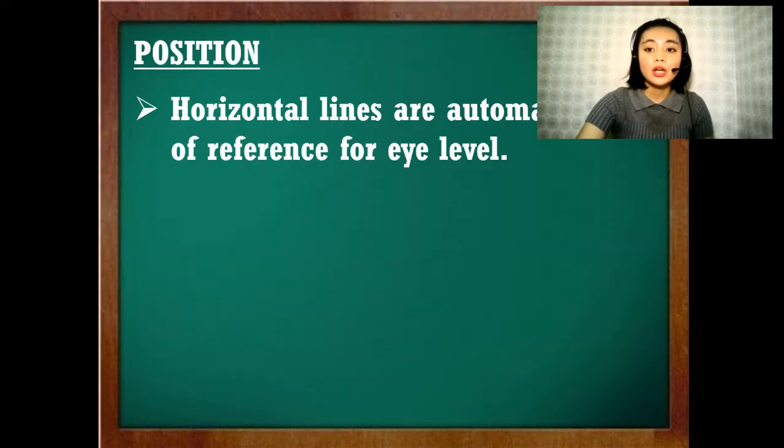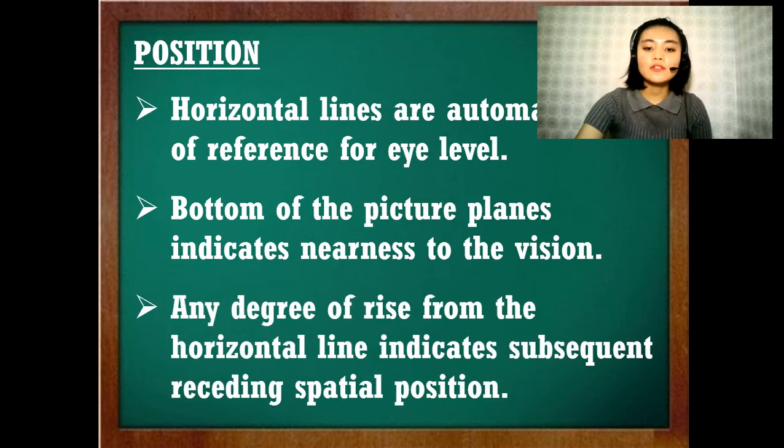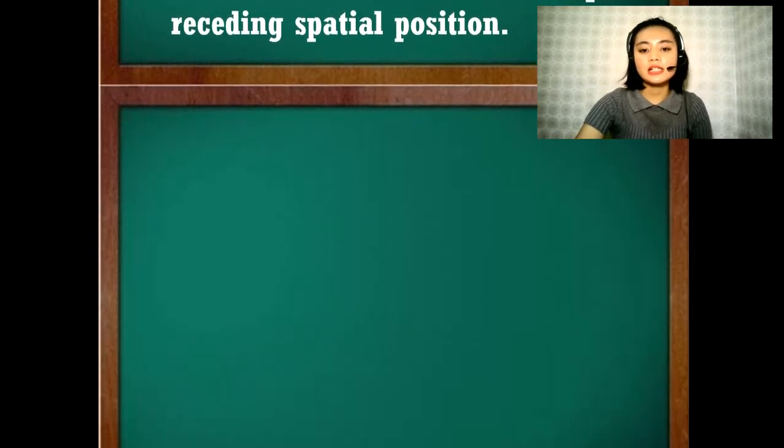Next, we have position. So, position is really important for us to create an illusion of space. So, horizontal lines are automatic reference for eye level. So, bottom of the picture planes indicates nearness to the vision. So, any degree of rise from the horizontal line indicates subsequent preceding spatial position. So, paano natin siya i-explain?